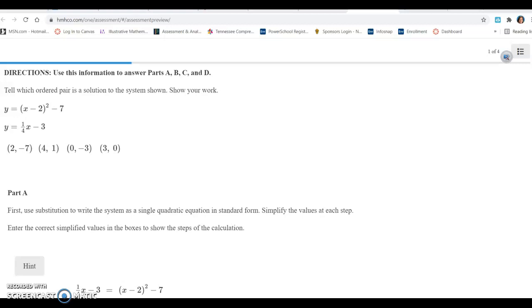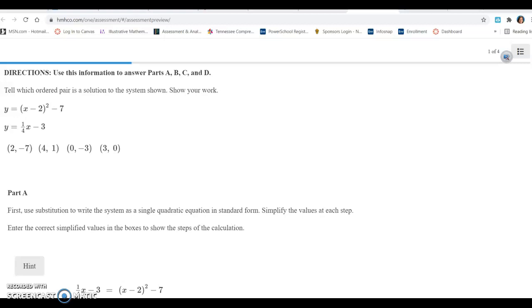Hey guys, this is lesson 2.4. So we're still looking at systems of equations, and we're going to look at a few examples. So this is Do the Math in lesson 2.4, Solve Linear and Quadratic Systems.